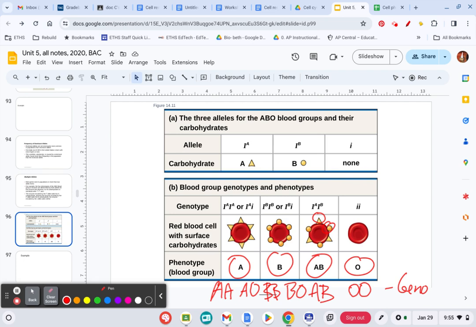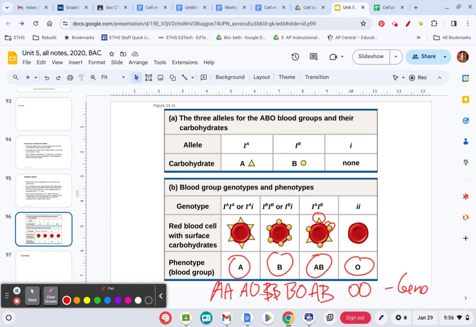The universal acceptor, what's that? AB. Because they can obviously get O, but they can get A blood because they have A carbohydrates. And they also can take B blood because they have the B carbohydrates as well. So AB can take from anyone. They can only give to AB.